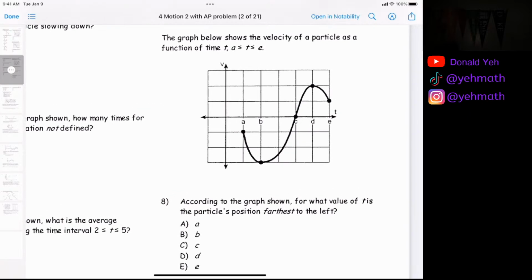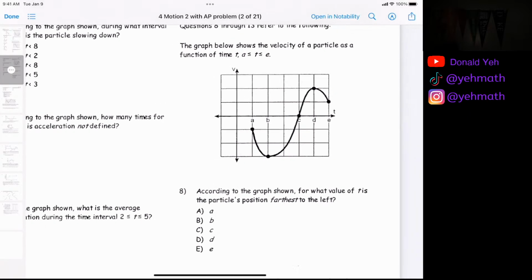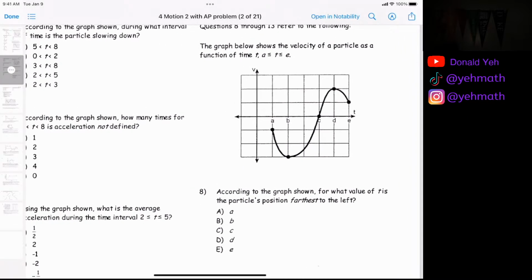I don't know, does everybody know what this is? Number 8. I didn't talk about it in the previous period because I didn't get that far. We were watching penalty kick last period.